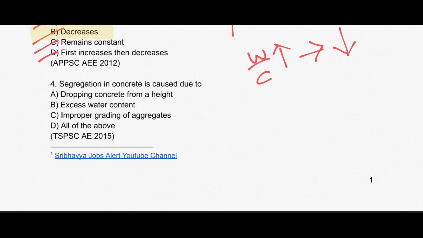Fourth question. Segregation in concrete is caused due to option A dropping concrete from a height, option B excess water content, option C improper grading of aggregates, and option D all of the above. So the answer is all of the above.